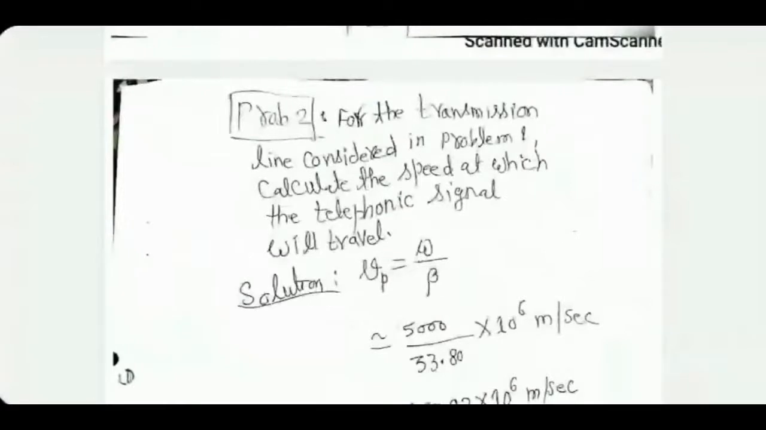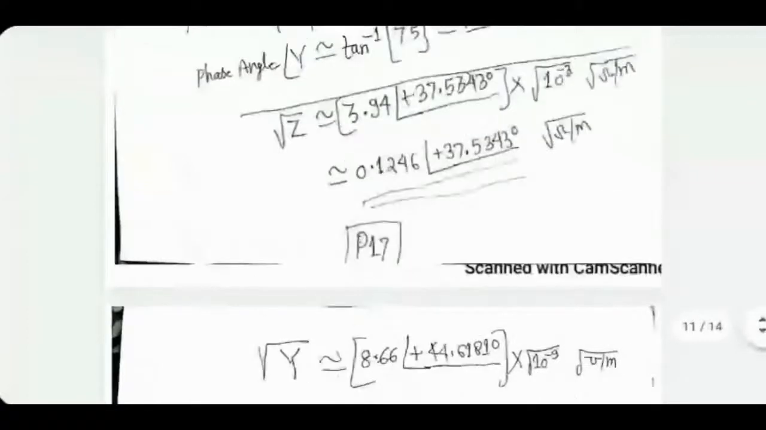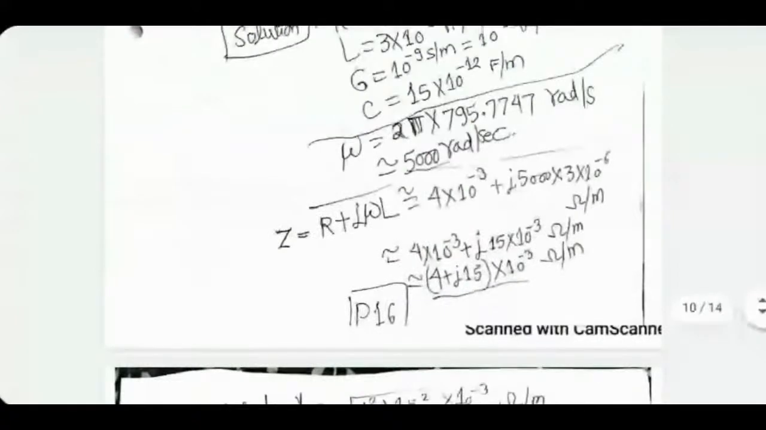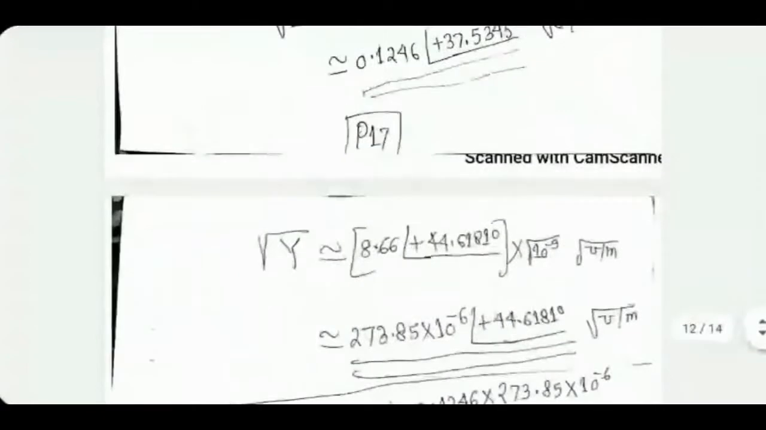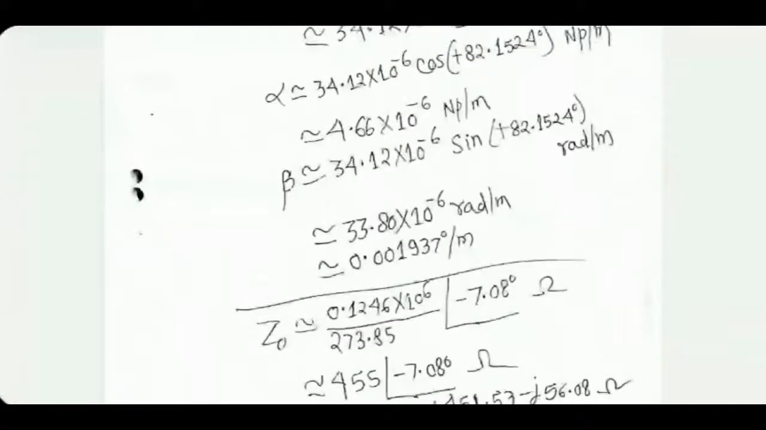The last problem for today is for the transmission line considered in problem 1, calculate the speed at which the telephonic signal will travel. You know beta from the previous calculations. Wait a minute. Yeah, beta is right here. It is 33.80 into 10 to the power minus 6 radian per meter.